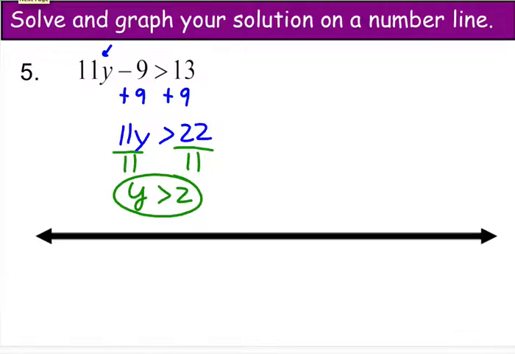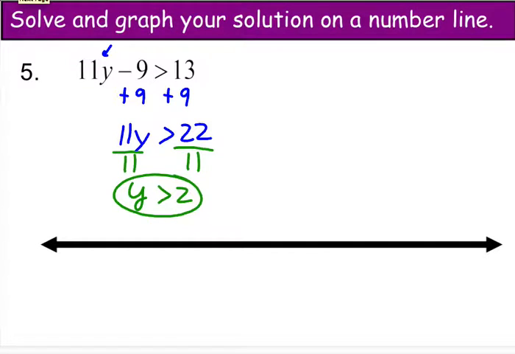As for graphing this, here it is. You got some dashes here for each side. I just take your answer, which is 2 in this case, and I'm going to put it right here, 2. Now I know this would become 3, 4, and 5 over here. This would be 1, 0, and negative 1. So I have numbers on both sides of 2.